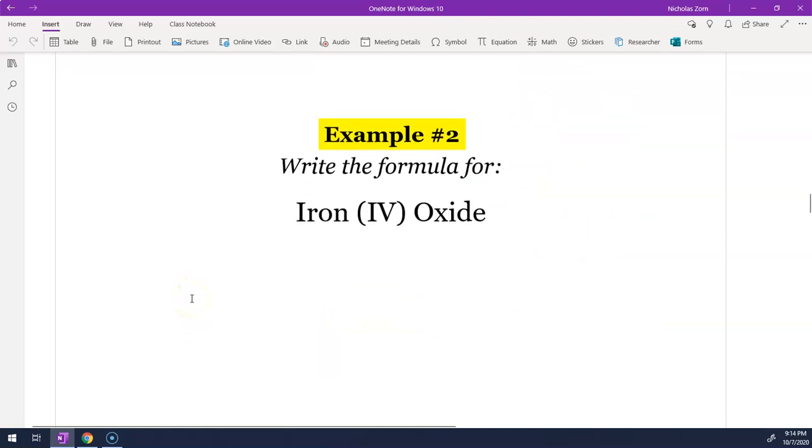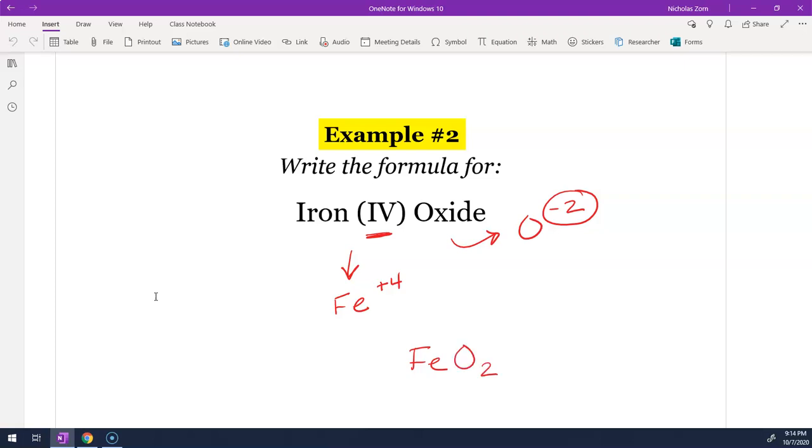All right, here's another one. Iron 4 oxide. So the oxide is oxygen. Oxygen has a -2 charge. Iron 4 will be Fe with a +4 charge. So when I write this out, it will be Fe. I'm going to need 2 oxygens to cancel out with the +4. So it'll be FeO2.